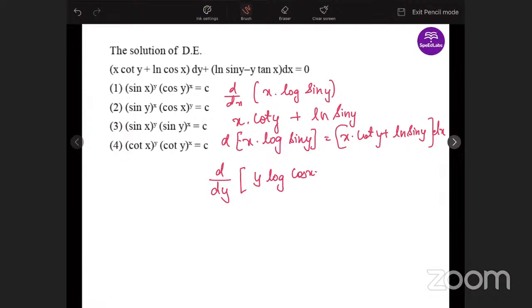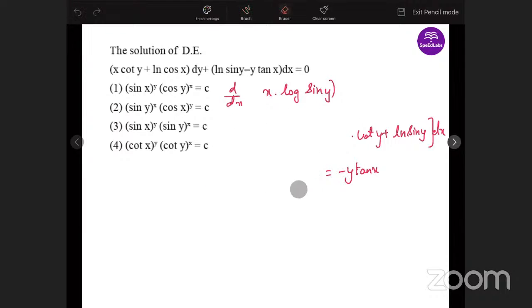And similarly, what will be the d by dy of y log cos x? Sir, minus y tan x plus... Minus y tan x. Oh, yes, yes, yes. Fine. Let me explain it. I will just solve it easily.